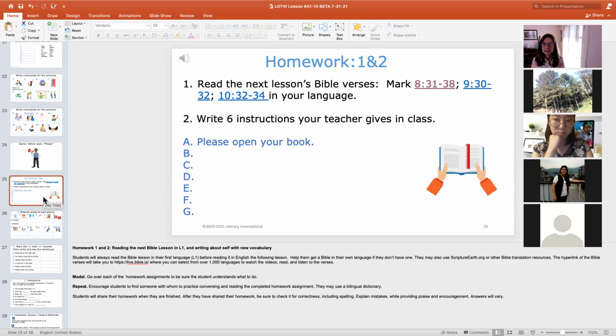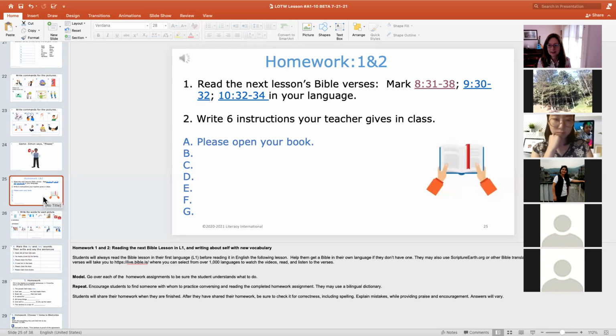So we really want to stress to our students that the homework is important. It takes a long time. It can take an hour or 2 to do the homework. But if they are serious in wanting to learn English, it's essential that they do this homework. So in the A1 beginner lessons, the homework is going to follow this pattern.